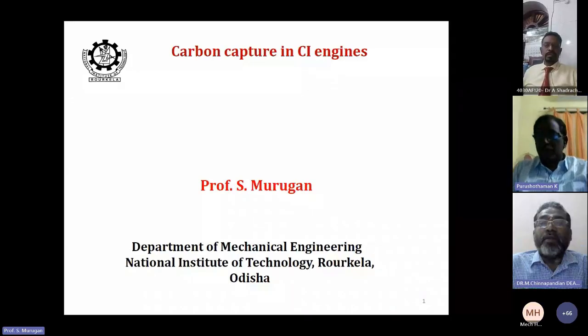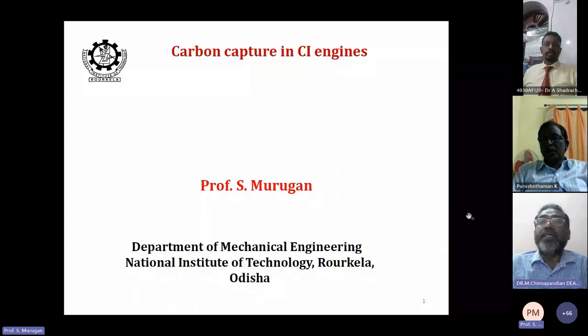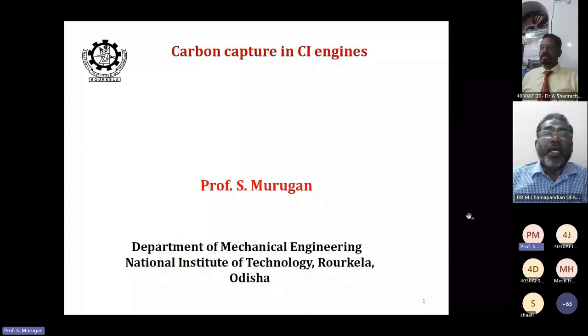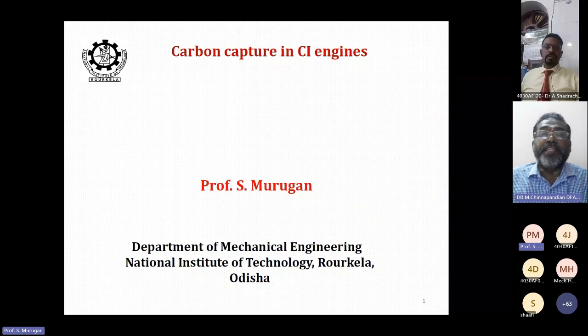Good evening once again to all professors for the third day first session. Today, the first session's topic is carbon capture in CI engines, combustion ignition engines.